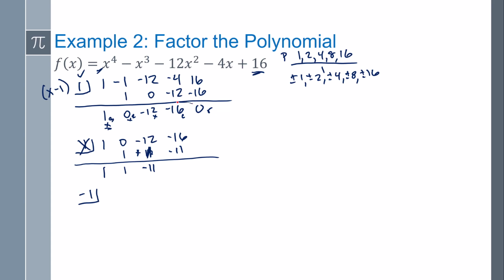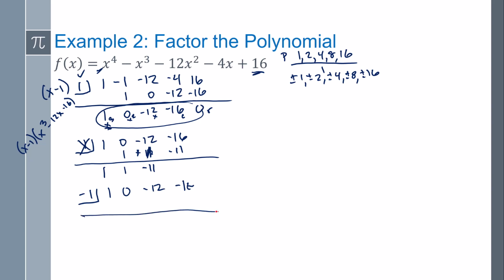So this is my current polynomial after I've factored it. If I wanted to write that off to the side, it's x minus 1 times x cubed minus 12x minus 16. But I'm just writing the coefficients, including the placeholder. So add straight down, multiply, add straight down, multiply, add straight down, multiply. Okay, so 1 doesn't work. Negative 1 doesn't work either. So now let's move on.